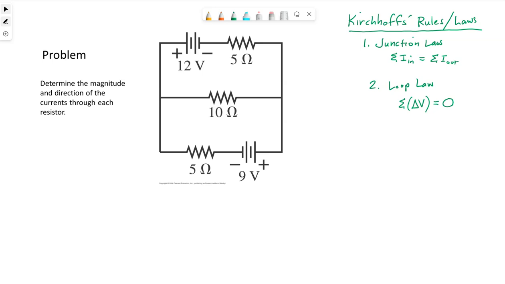So any problem where we're using Kirchhoff's rules or laws, we always have to write one equation describing the junction law, and typically we need 2 equations from the loop. So one equation is going to come from the junction, 2 equations from the loop.